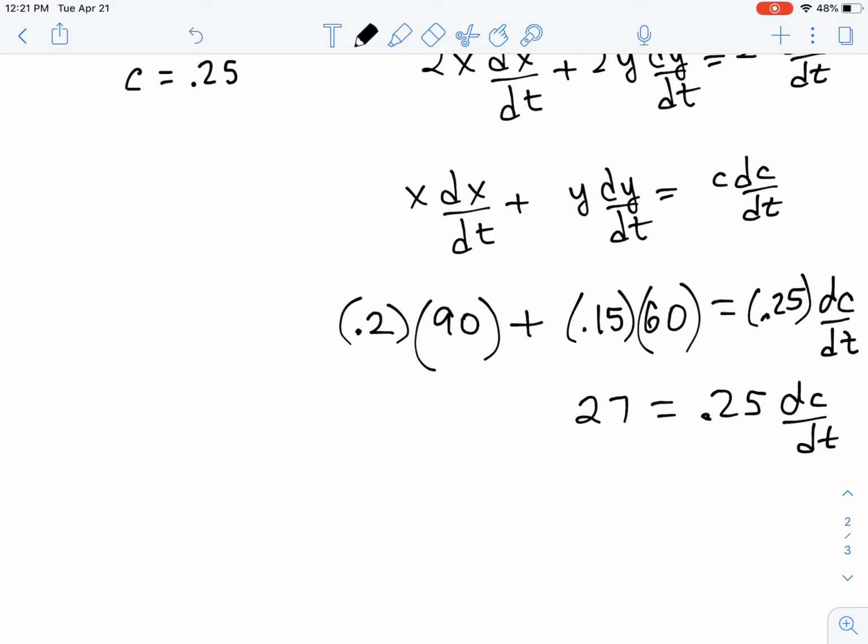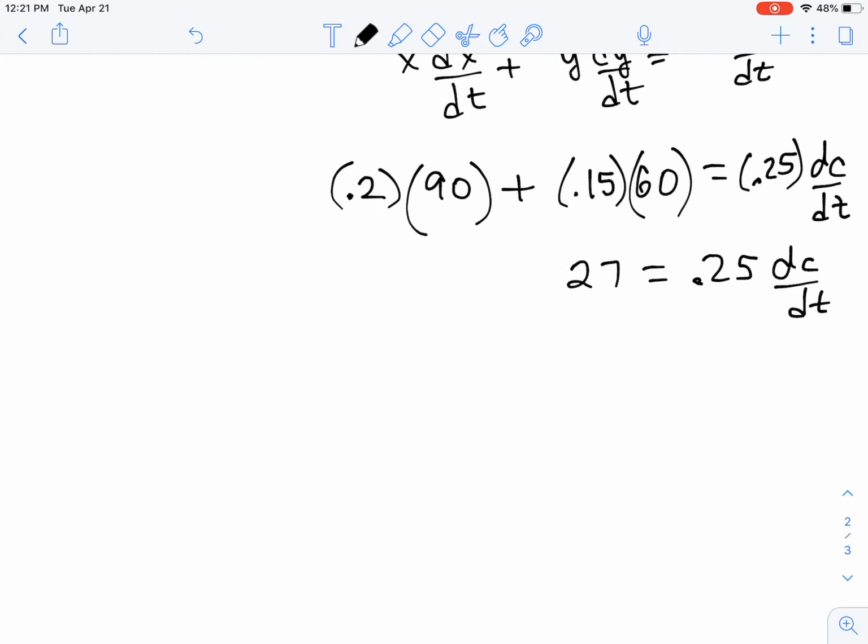Now I'm going to divide both sides by 0.25, which is the same as multiplying by 4, and I end up with 108 kilometers per hour, because that's what all the other rates were, is my dc/dt. That's how quickly my hypotenuse is changing, which is pretty fast, right? Think about that for a little bit.